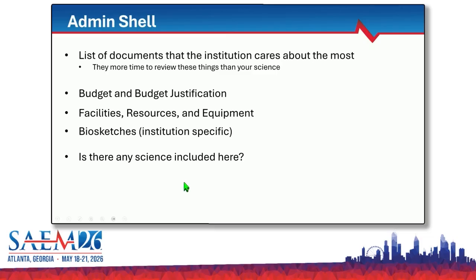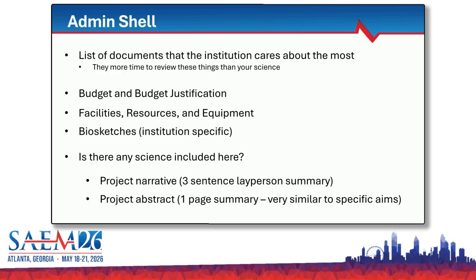One question that often comes up is, do I need to have my science done in order to file my admin shell? Because remember, the admin shell goes in 3 weeks before your grant deadline, right? The answer is no, you don't have to have it done, but you certainly need to have a good sense of it, because you are going to be required to submit your project narrative and your project abstract.